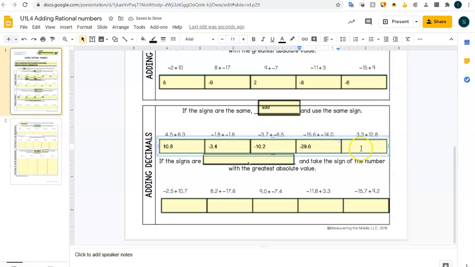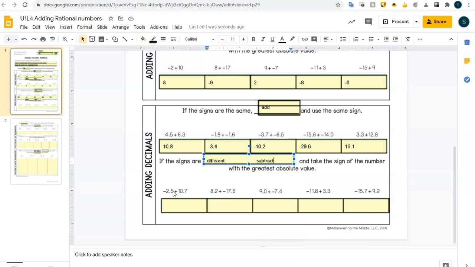So remember, we're always worried about whether we're adding or subtracting, and then we're going to worry about the sign at the end. This last one ends up being 16.1. If the signs are different, then we subtract and take the sign of the term with the greatest absolute value. So it looks like I'm always going to take whichever my bigger number is.